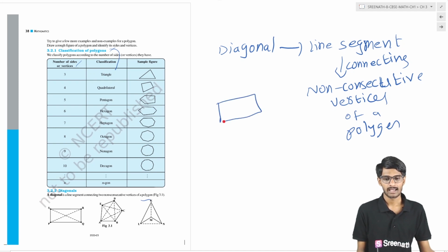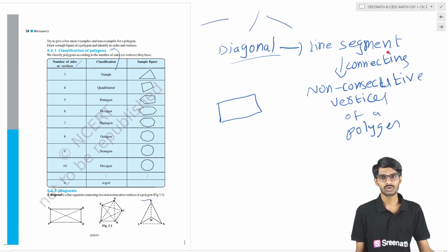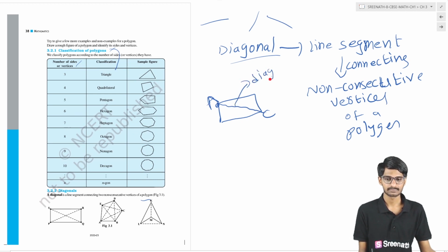Suppose it is a quadrilateral. Diagonal means a line segment. From where to where is this line segment? This line segment is connecting non-consecutive vertices. These two are consecutive vertices, these two are consecutive vertices, but these two are not consecutive vertices. So vertex A and vertex C are non-consecutive vertices, and these two are connected by a line segment of a polygon. So we call it a diagonal.